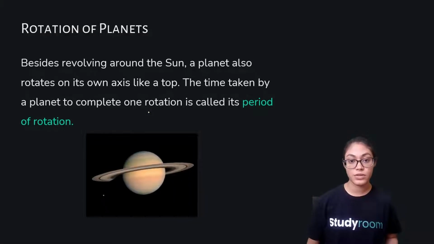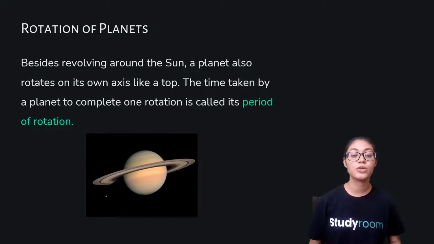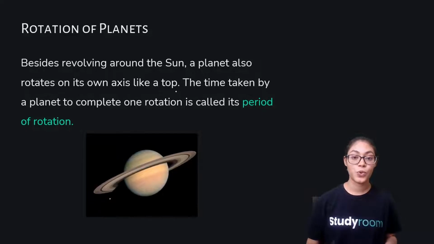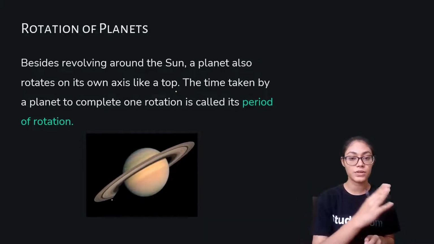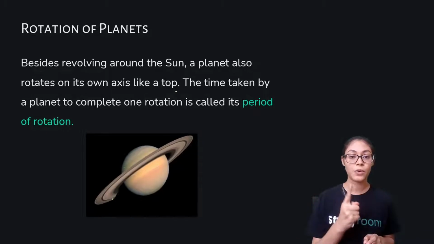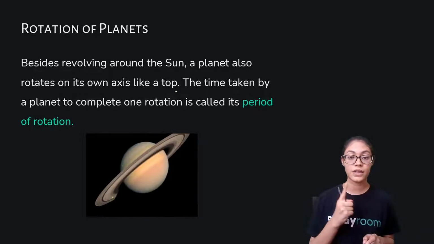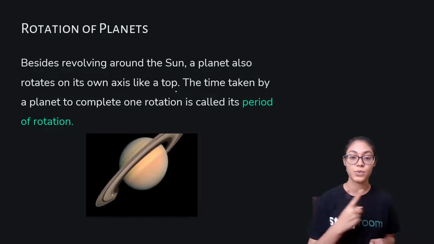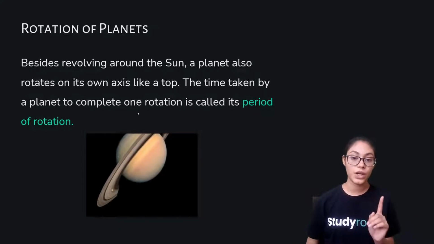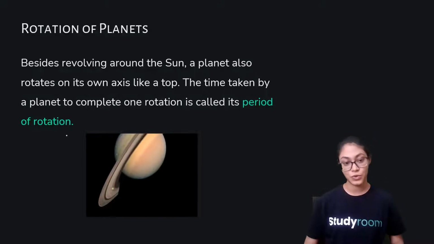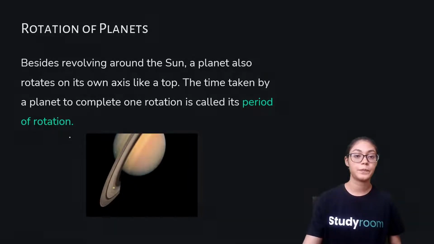Besides revolving around the sun, a planet also rotates on its axis like a top. So there is a rotation and then a revolution around the sun. So the planet always rotates on its axis and then it revolves around the sun as well. The time taken by a planet to complete one rotation is called the period of rotation, right?